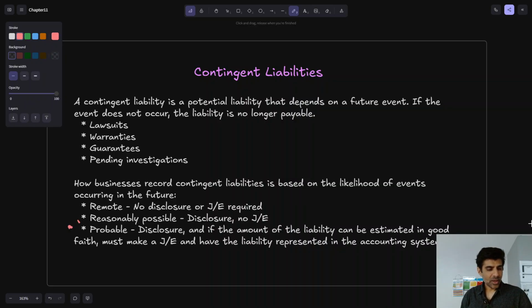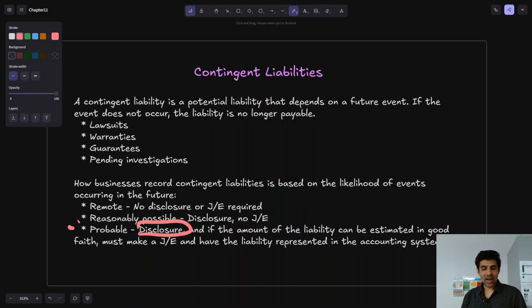Now, the last one is if it's probable. If it's probable, you'll have to disclose that for sure. And the crazy thing is, if you don't know the amount and you can't reasonably estimate how much the liability is going to be, you don't have to do a journal entry. You just have to disclose, hey, we're probably going to lose this lawsuit. We don't know exactly how much it's going to be, and it's not actually going to be reflected on the financial statements, like on the balance sheet, if you can't reasonably estimate how much it's going to be.